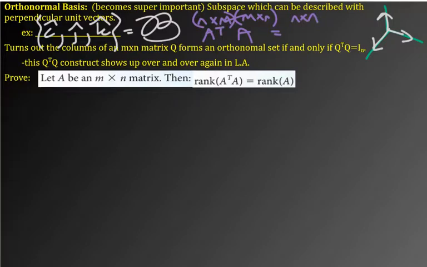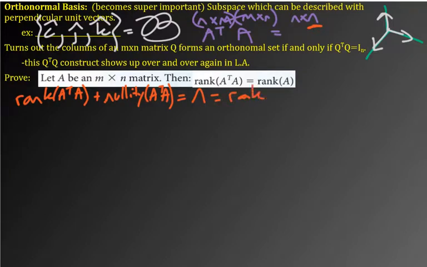Based on the rank theorem, which is super important to get us going, we know that the rank of A transpose A plus the nullity of A transpose A has to be n, because it ends with size n right there. But also, the rank of A has to equal... the rank of A plus the nullity of A equals n, because A is m by n with n columns, so it also has to satisfy the rank theorem. So this is the trick.